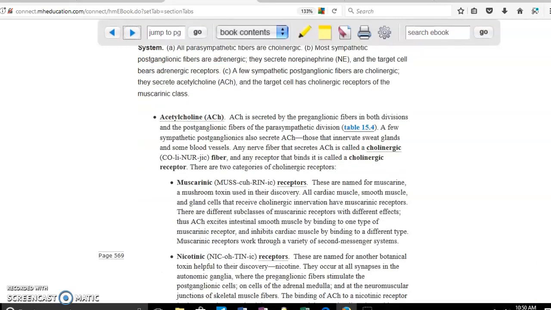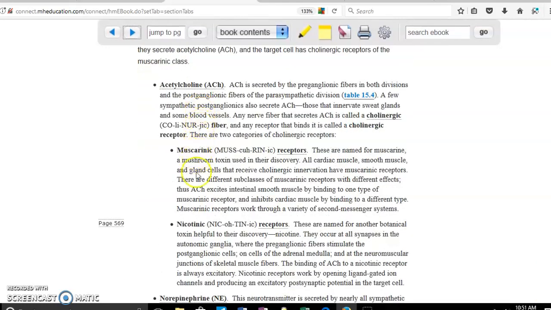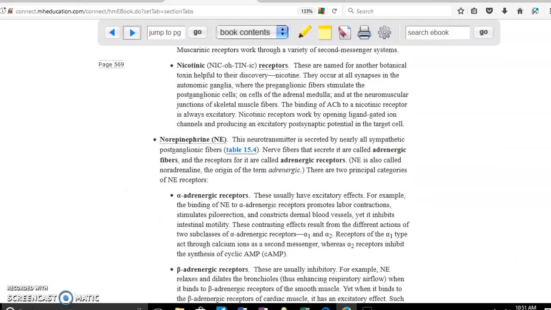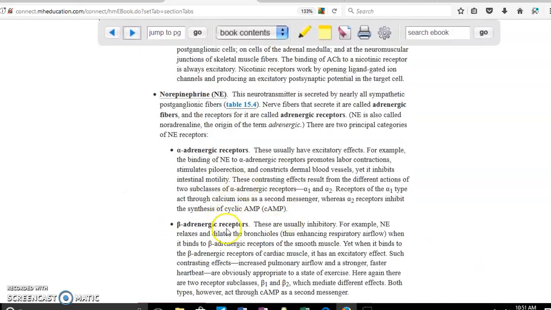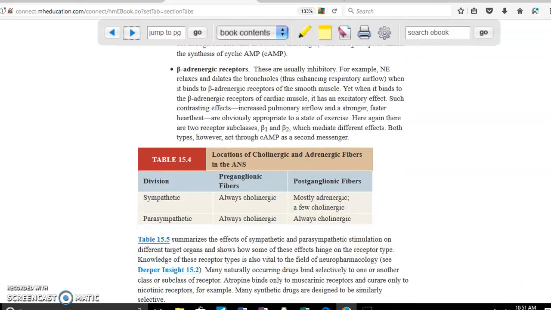So which ones are the receptors? The receptors for acetylcholine are going to be muscarinic and nicotinic receptors. And in the case of norepinephrine, the receptors are going to be alpha and beta receptors, as you can see down there. Okay, let's keep scrolling down.